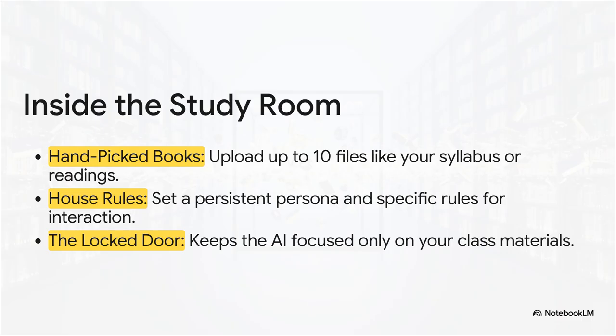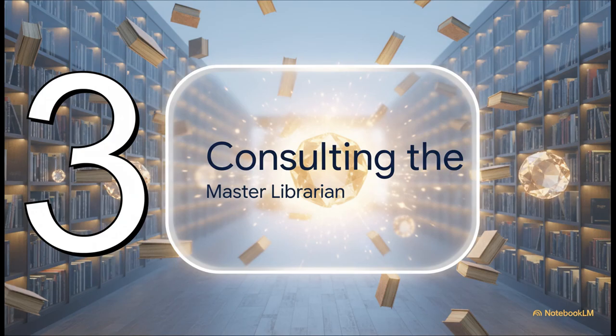The hand-picked books, those are your actual class materials. You can upload your syllabus or specific readings. The house rules are where you define the AI's personality. You can turn it into a helpful tutor that asks guiding questions instead of just spitting out the answer. And the locked door? Honestly, this is crucial. It keeps the AI completely focused on your materials, so students can't just wander off into the rest of that infinite library.